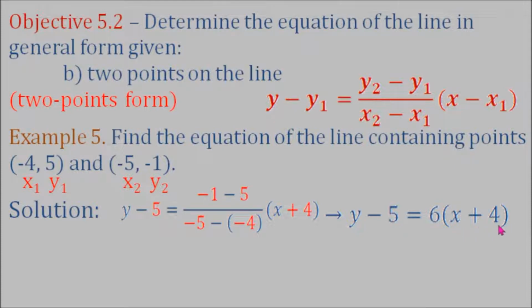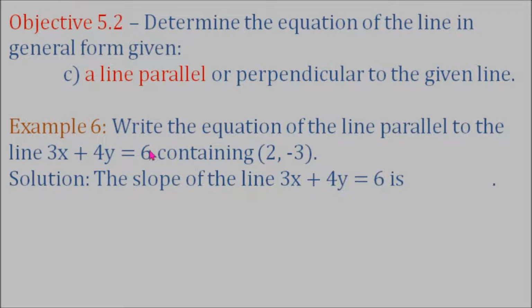So removing the parentheses, we multiply 6 times x and 6 times 4. So that gives us y minus 5 equals 6x plus 24. So we are going to move y to the other side. It becomes minus y. And also the minus 5 we are going to move to the other side. So that's plus 5. So we have 6x minus y plus 29 equals 0.